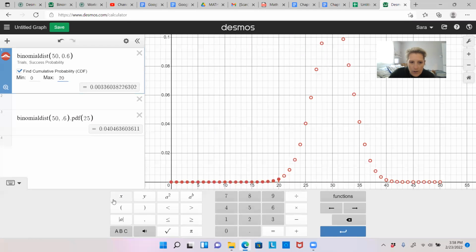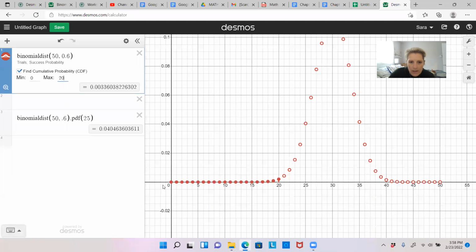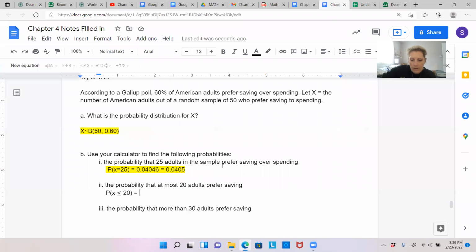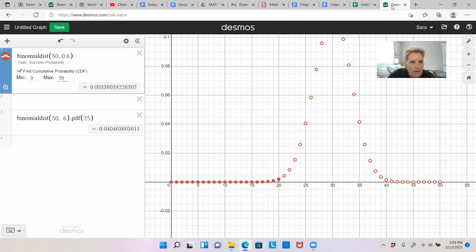And notice too in the curve, it's pretty cool because it will color in all the dots that work, including in the cumulative, and leave everything else open dotted, which is cool. So 0.0034. And this is 50 and 0.6. Yeah, okay.